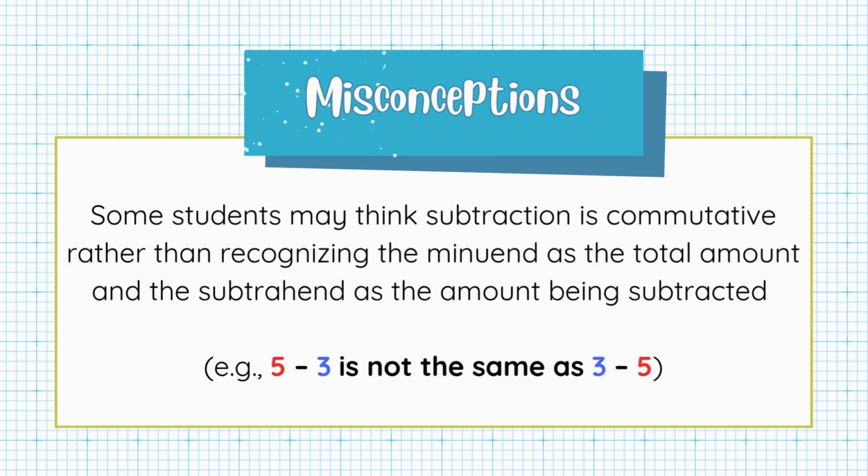Some students may think subtraction is commutative rather than recognizing the minuend as the total amount and the subtrahend as the amount being subtracted. For example, 5 minus 3 is not the same as 3 minus 5 because the commutative property does not apply to subtraction with positive numbers.